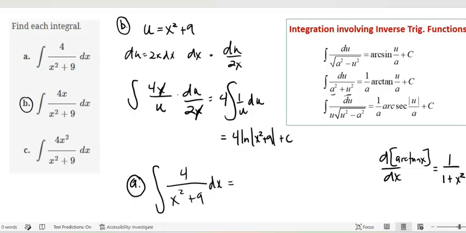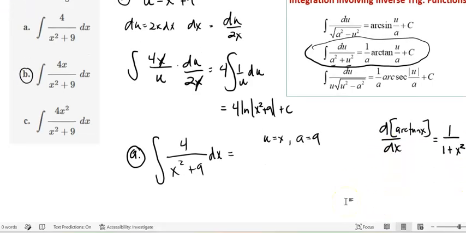So do I have this formula here? How do I use this thing? Well, what's a squared and what's u squared? You could just use your formula and say, well, u is x, and a is the constant. So what's a? a is 9. And then I don't have to worry too much about how it works out if I'm relying on the formula. And then I know that the answer is, well, you can pull the 4 out.